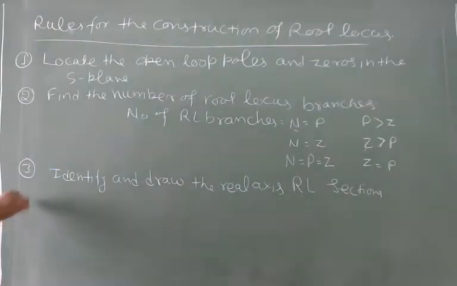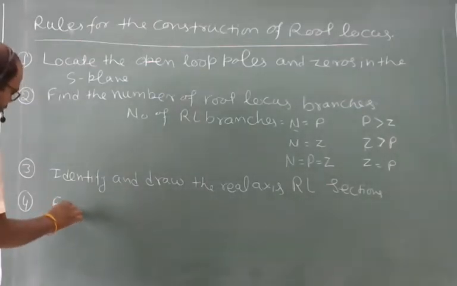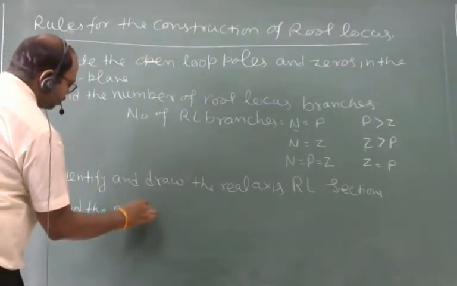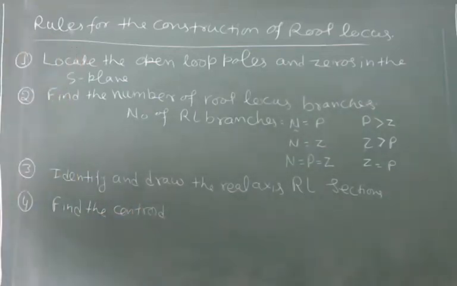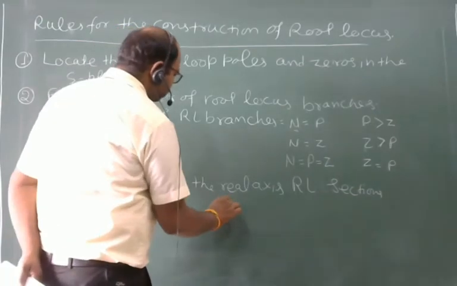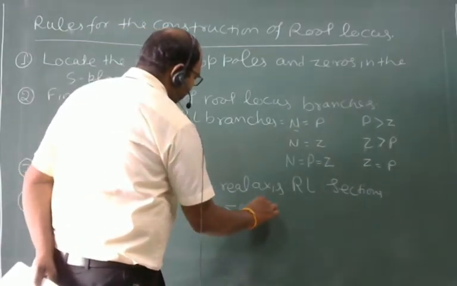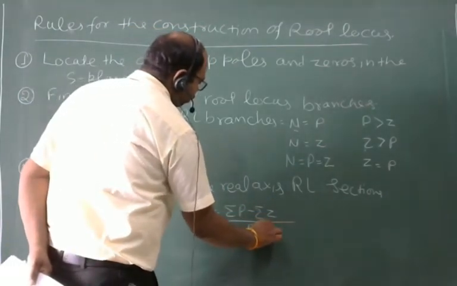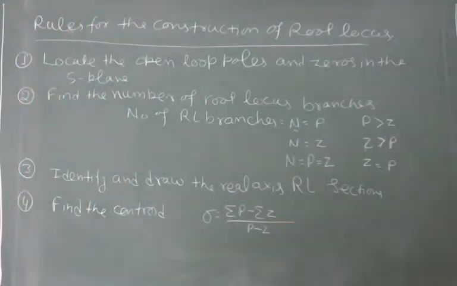Next, fourth, find the centroid and the angle of asymptotes. So first find the centroid. For the centroid, use the formula sigma is equal to summation of poles minus summation of zeros divided by number of poles minus number of zeros.